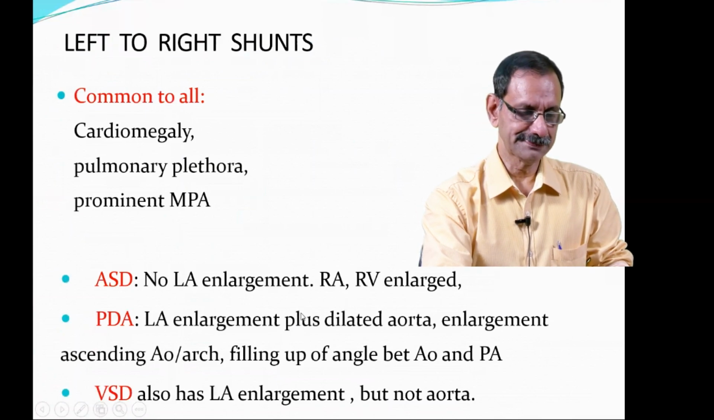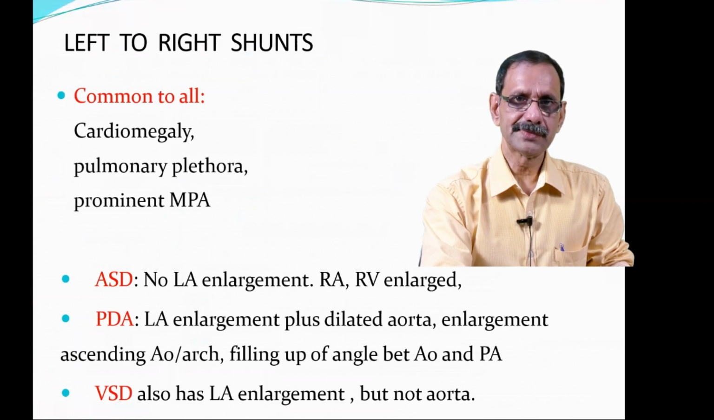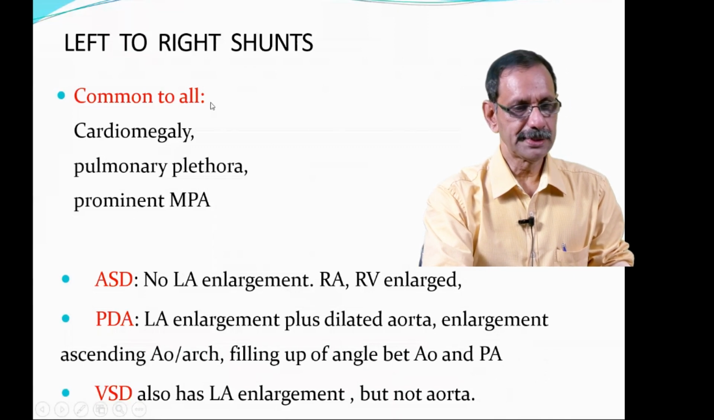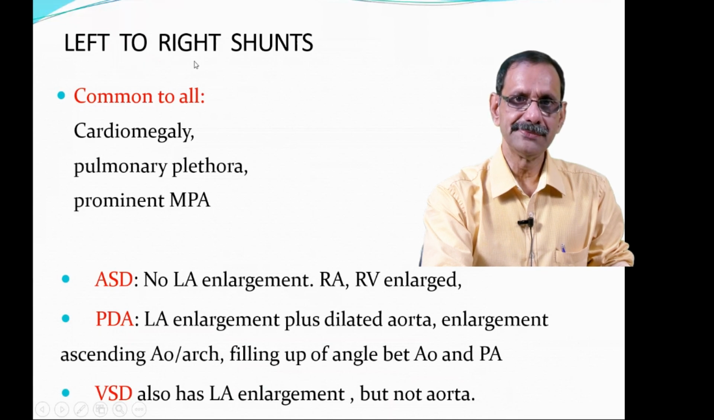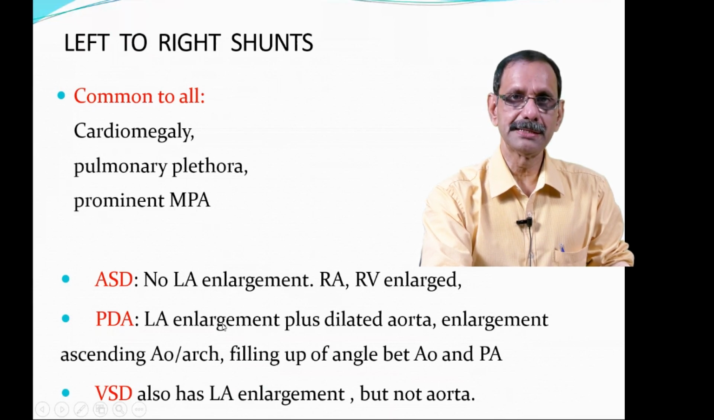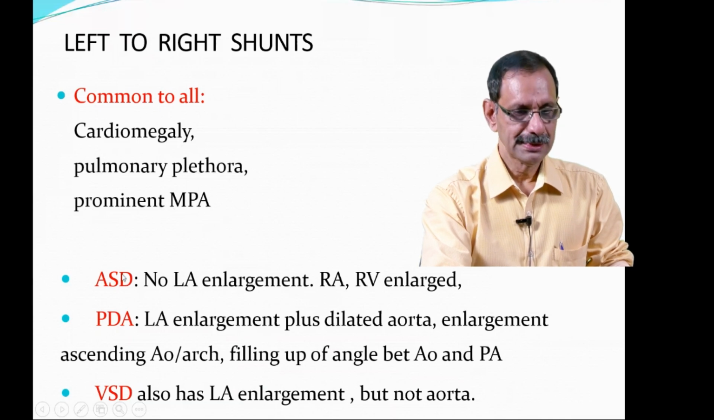Left to right shunts. Actually, left to right shunt per se cannot be diagnosed by X-ray alone. That is a fact. So we need the history, we need the ECG, and then combine these things together and give a diagnosis. So common to all means ASD, VSD and PDA. Those are the common left to right shunt conditions. Common to all would be cardiomegaly, pulmonary plethora and prominent main pulmonary artery. And then how will you differentiate these three?